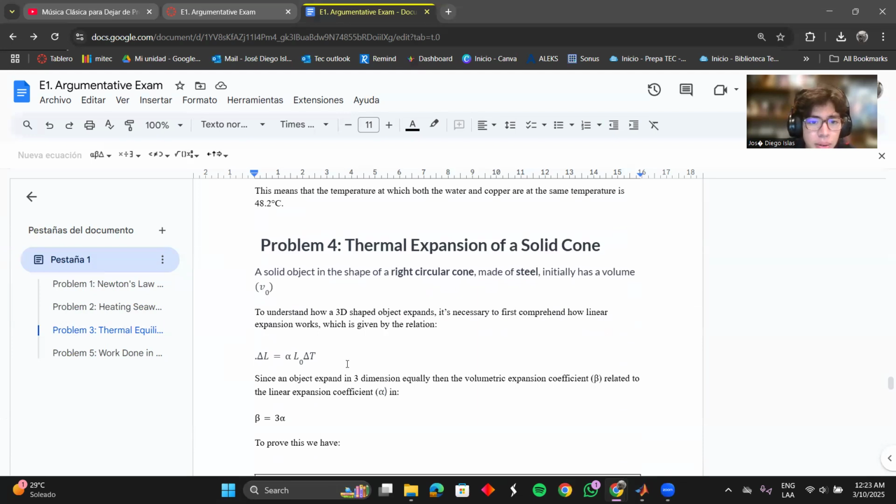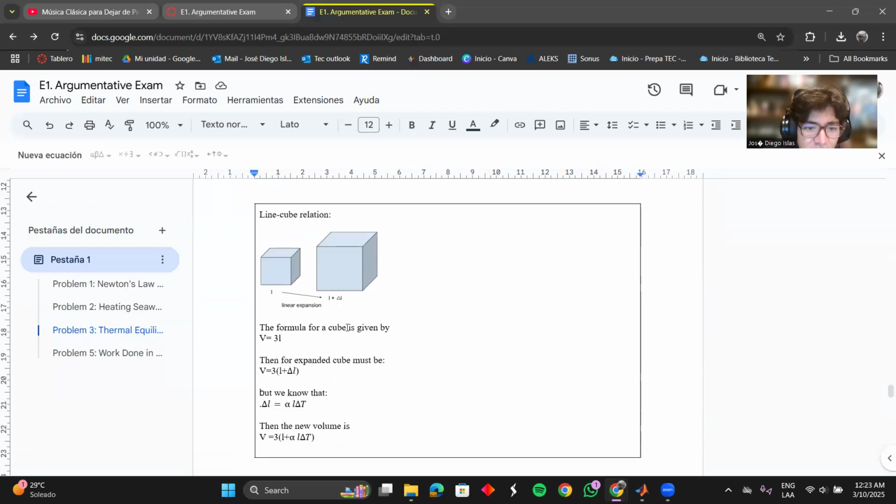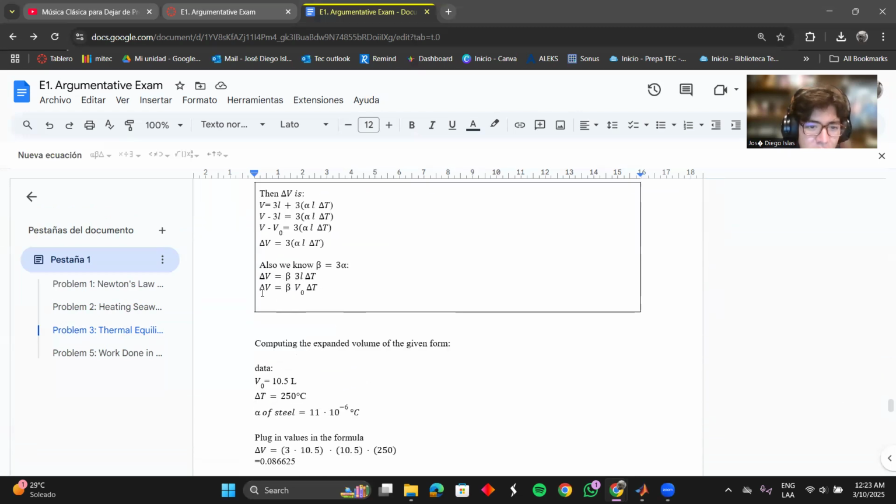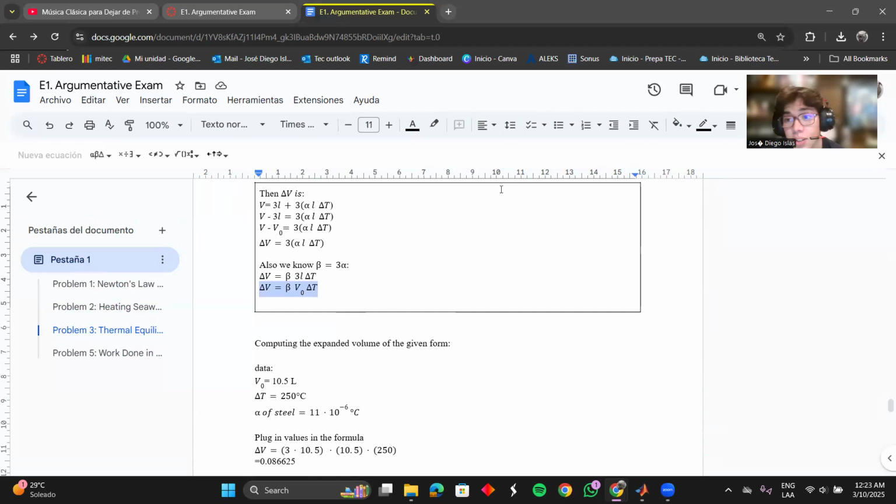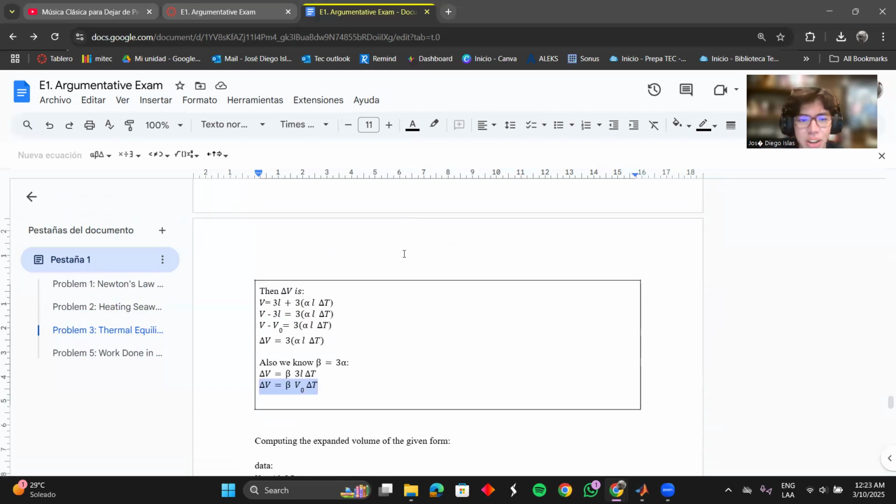Finally, problem number 4. Determine the expansion of a solid cone. So yeah, a solid object. The first thing the problem wants us to do is to prove why this formula right here transforms into this formula right here. So yeah, we need to prove formulas, right?